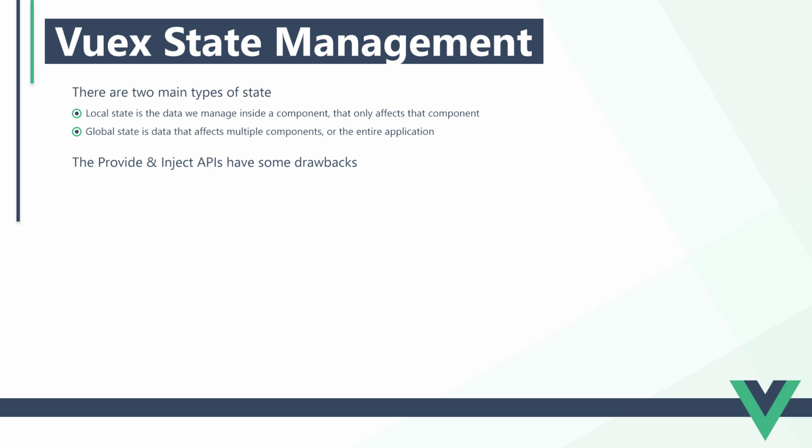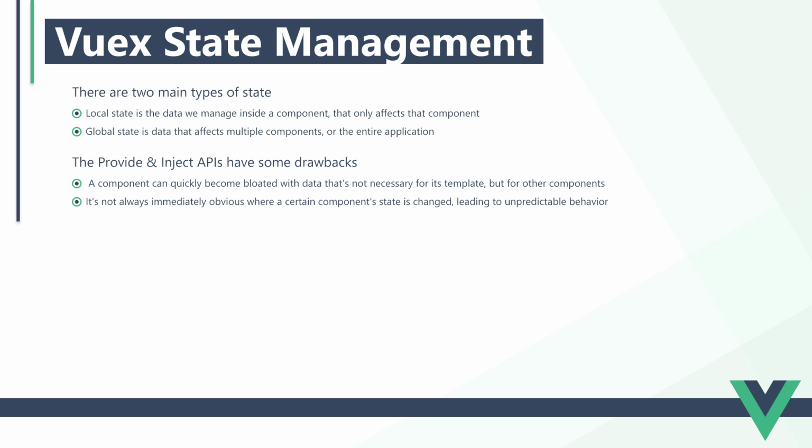While the provide and inject APIs give us an easy way to manage cross-component state, they do have some drawbacks. A component can quickly become bloated with data that's not necessary for its template, but for other components. Also, it's not always immediately obvious where a certain component state is changed. This can lead to unpredictable behavior, especially within a team of developers. This unpredictable behavior is error-prone, because a developer can accidentally update the wrong state or miss an important update to a state.